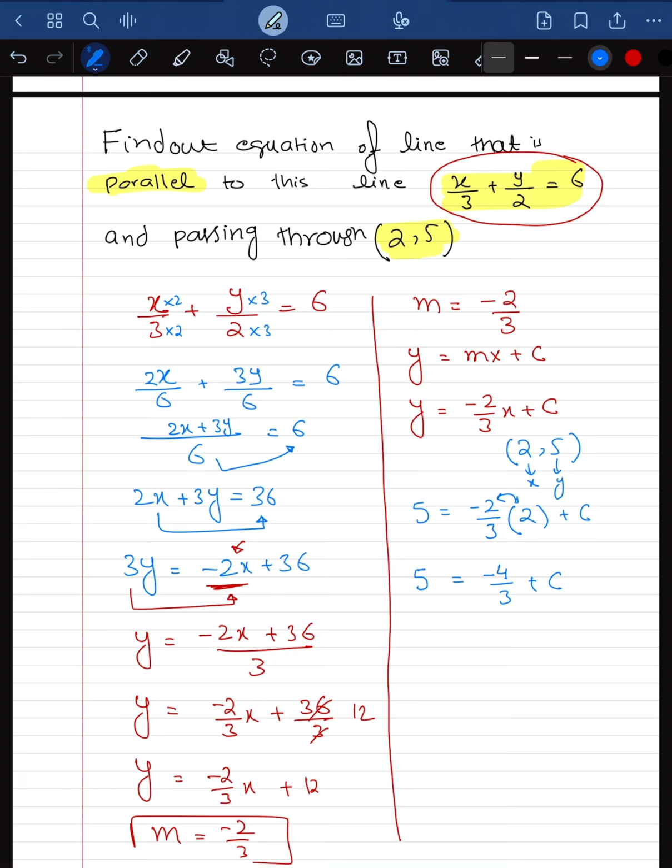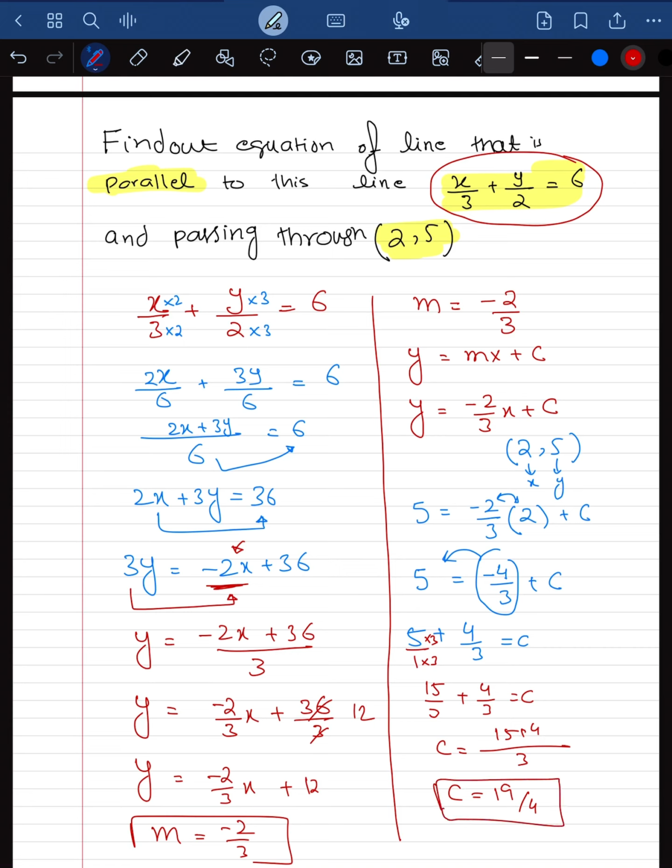Now this minus 4 over 3 will add on this side, so it will become 5 plus 4 over 3 is equal to c. Now we need to make the denominator the same, so we multiply 5 by 3 over 3, and it will become 15 over 3 plus 4 over 3 is equal to c. So c will be equal to 15 plus 4 over 3, so c is equal to 19 over 3. So this is the value of c.